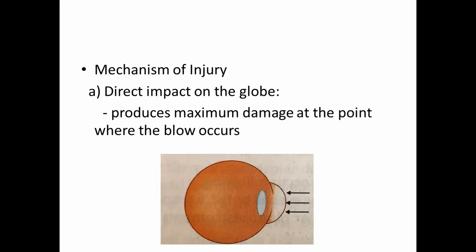What is the mechanism of injury in these cases? There are various mechanisms of injury. So the first one is if there is a direct impact on the globe. When a blunt object comes in contact with the eye, it can cause a direct impact. What this does is it produces maximum damage at the point where the blow occurs. So we can see here the trauma is happening on the cornea, and that is where the maximum changes happen. That is basically your direct impact on the globe.